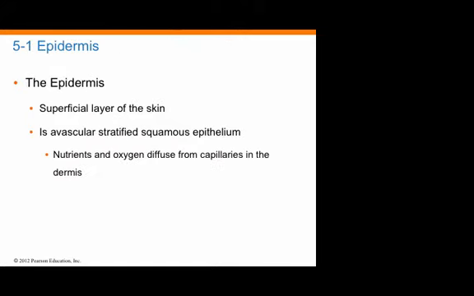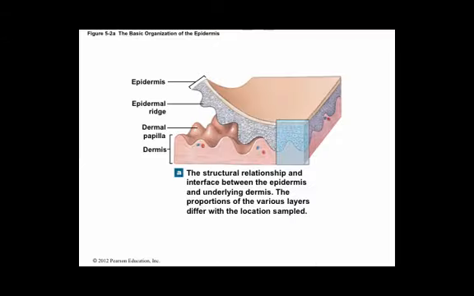The epidermis is the superficial layer of the cutaneous membrane. It is avascular, meaning it doesn't contain any blood vessels. The tissue that makes up the epidermis is a stratified squamous epithelium. The squamous cells of this tissue must receive nutrients and oxygen through diffusion from capillaries that are located in the dermis. The interface between the epidermis and the dermis is not a straight edge. Rather, projections from the epidermis, called epidermal ridges, overlap projections from the dermis called dermal papillae. This overlapping region holds the two layers closely together.